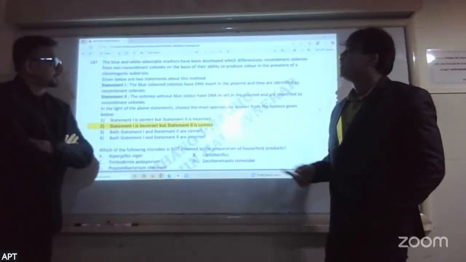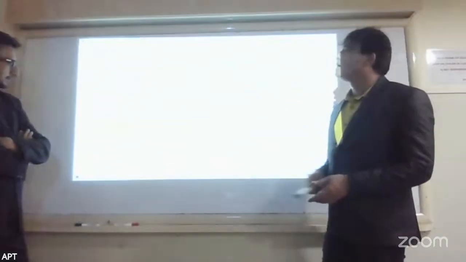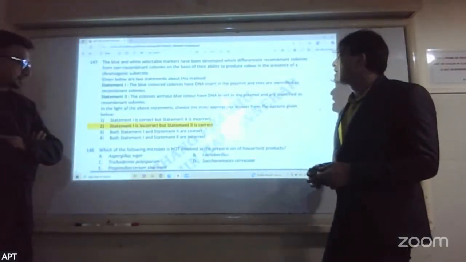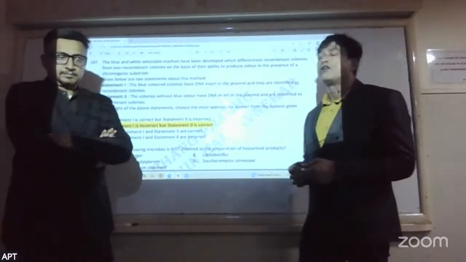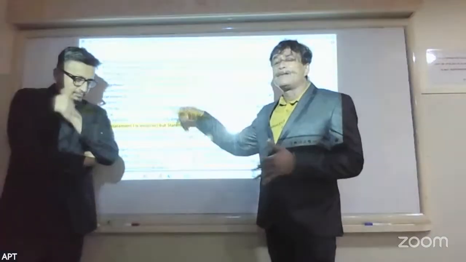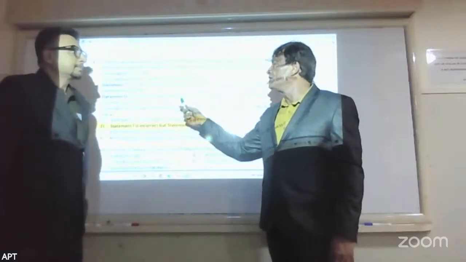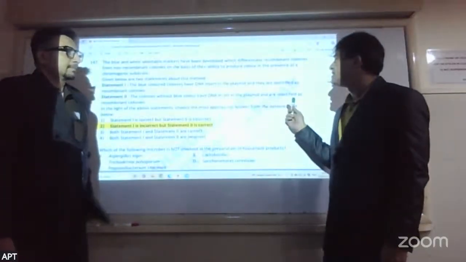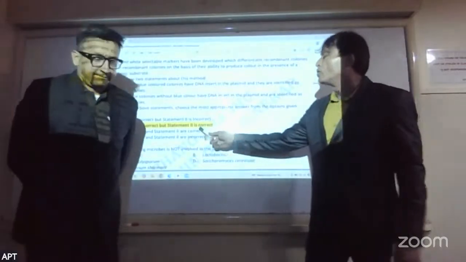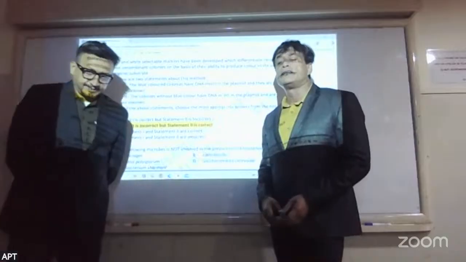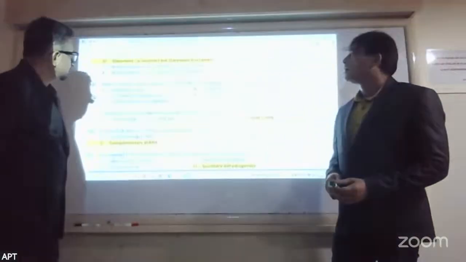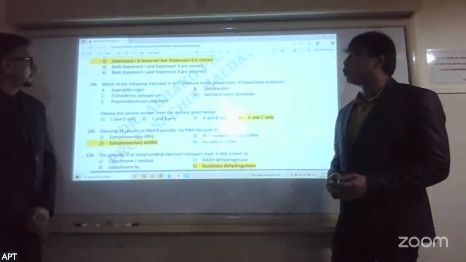Yes. Statement 1. Again, biotech. The blue colored colonies have DNA insert in the plasmid and they are identified as recombinant colonies. False. Whereas the second statement is exactly opposite to that. The colonies without blue color have DNA insert in the plasmid and are identified as recombinant colonies is true. So answer is first statement incorrect, second statement correct. Can we go ahead?